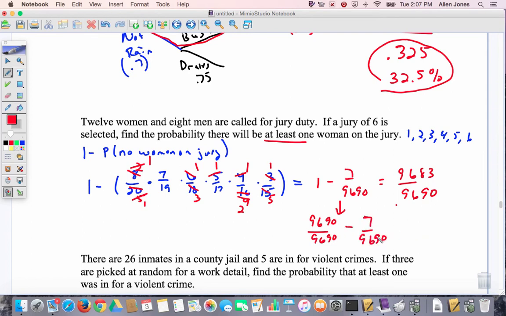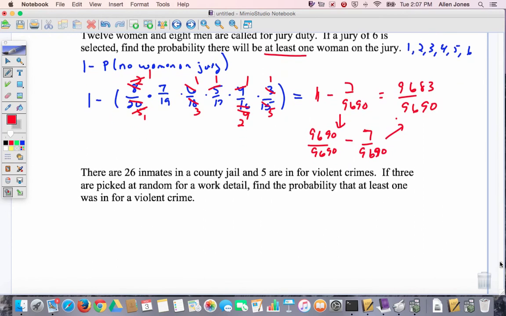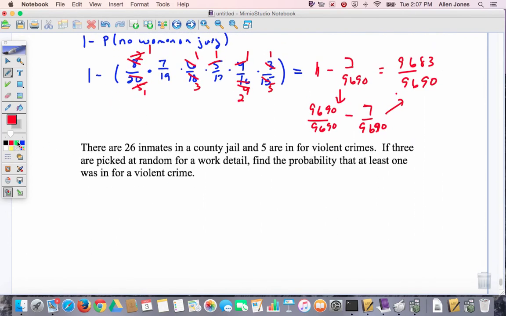Maybe we should show the intermediate step there. 1 is 9690 over 9690. Something divided by itself is 1. Or dividing with fractions, we find a common denominator. So it goes from here to here to here. Hopefully that makes sense. Obviously, again, you could use your calculator to simplify that as well. There's the long version.